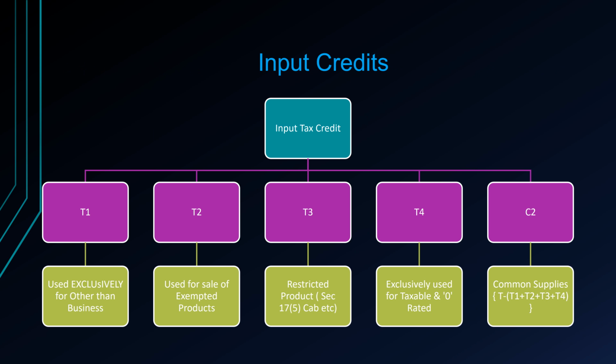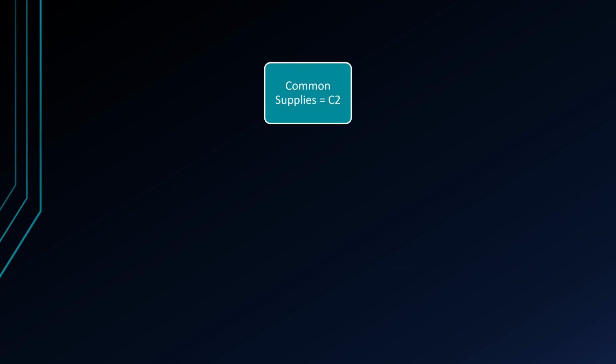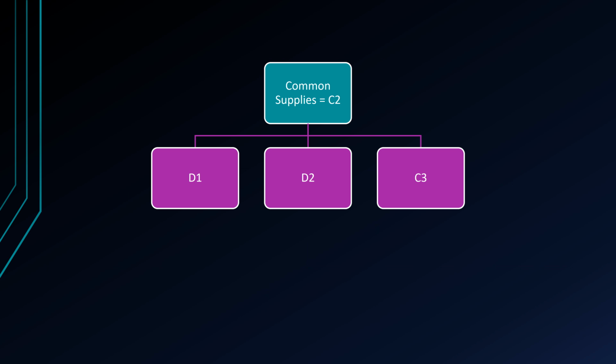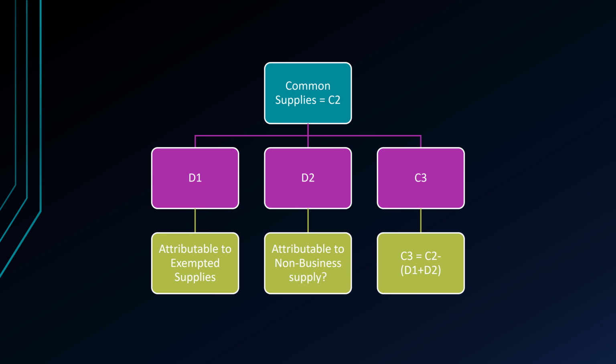Now the common supplies are applicable to even ineligible business. So a portion of common supply is disallowed and added to the liability, which is D1 and D2. D1 represents the portion of the common credit attributable to exempted supplies. D2 represents a portion of credit attributable to non-business supply. Now D1 and D2 are disallowed and added as liability, right?